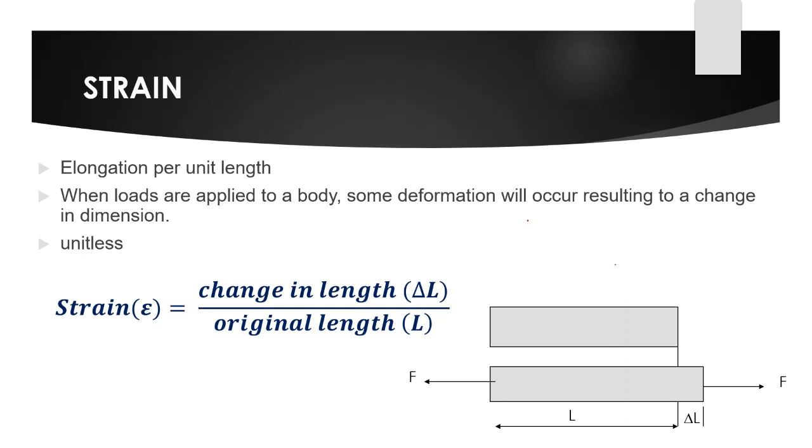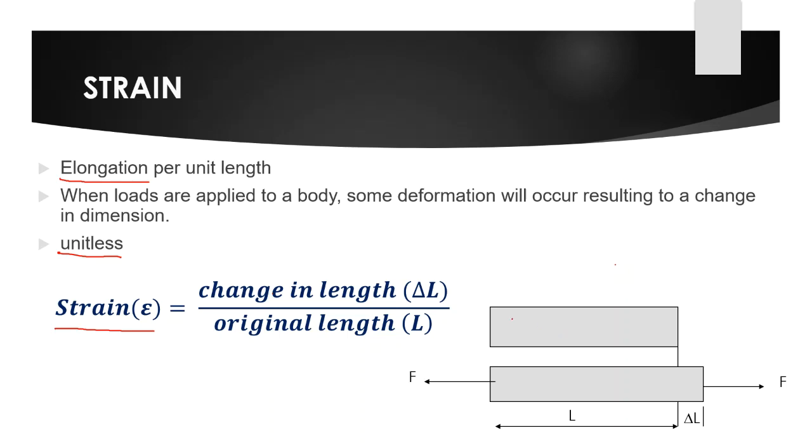Okay, so we have another discussion which is the strain. Strain is the elongation per unit length. So strain is what we also call elongation, or deformation. When loads are applied to a body, some deformation will occur, resulting in a change in dimension. Strain is unitless. Strain is equivalent to change in length, delta L, over original length. So the simplest formula is the change in length, delta L over L.